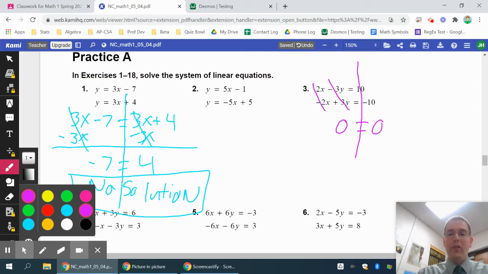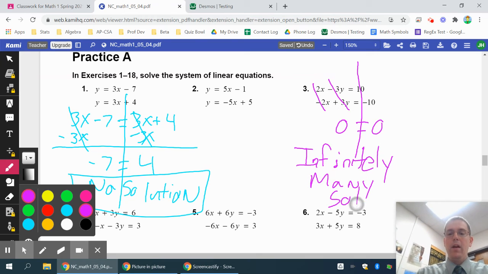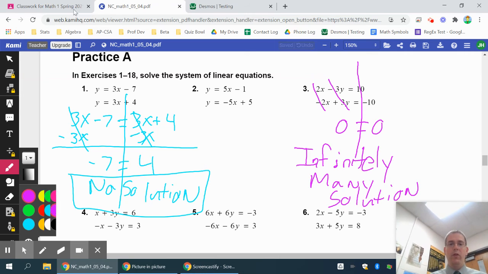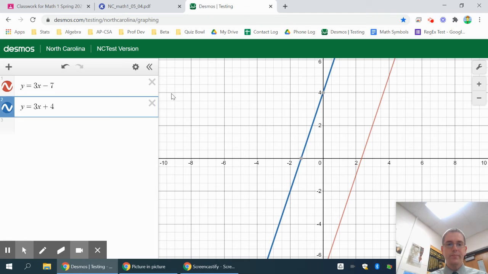This is another special case, but since this time the variables cancel and I get a true statement, this is infinitely many solutions. So you've shown your work, you're writing infinitely many solutions, so that's what's going to get you credit for today's assignment. But once again, if you want to be more confident in your answer, we can go to Desmos. So we'll go back over to Desmos.